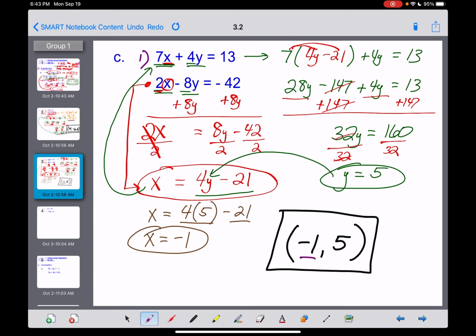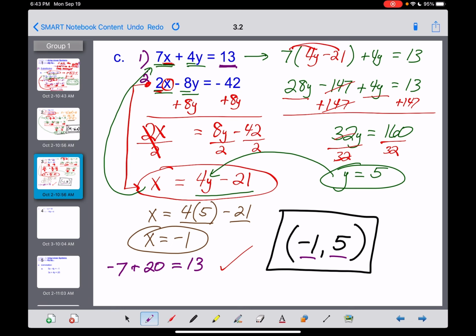7 times negative 1 is negative 7. And then plus 4 times 5, 4 times y, and y is 5. So 4 times 5 is 20. That is supposed to equal this number right here, which is 13. So look at that statement in purple, guys. Is it true? Does negative 7 plus 20 equal 13? Check. It does. 13 equals 13.